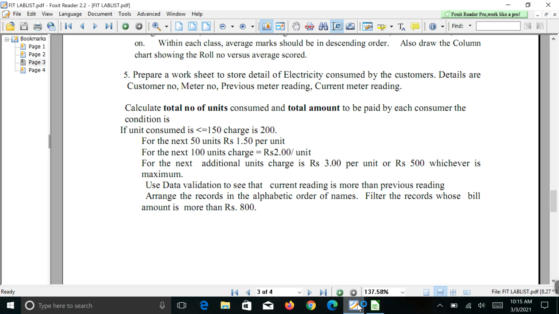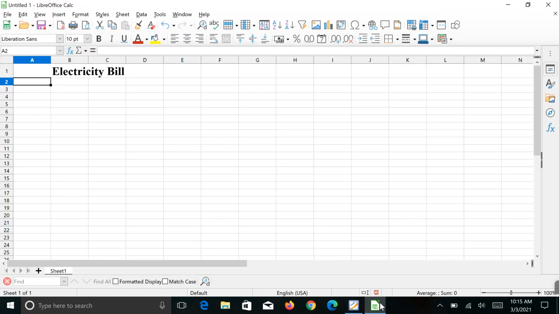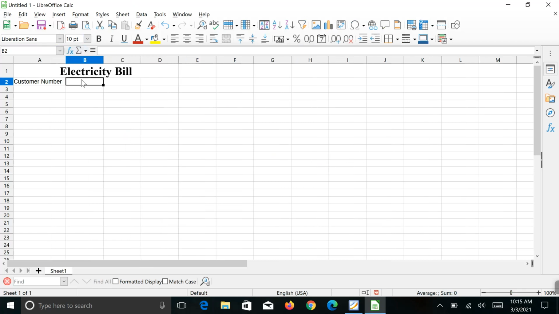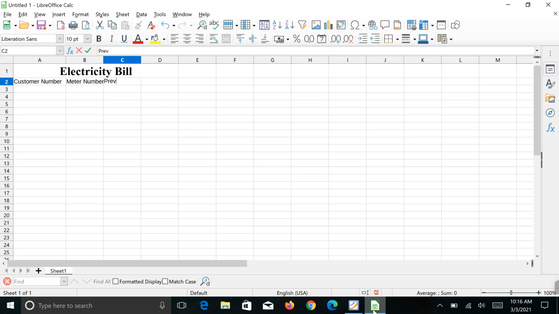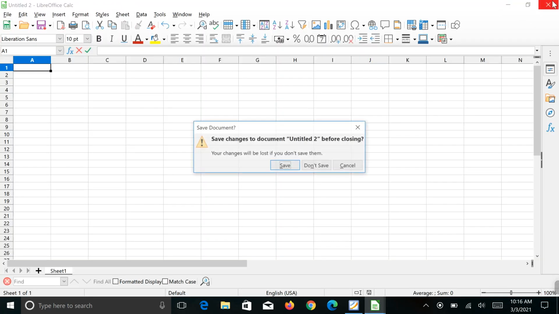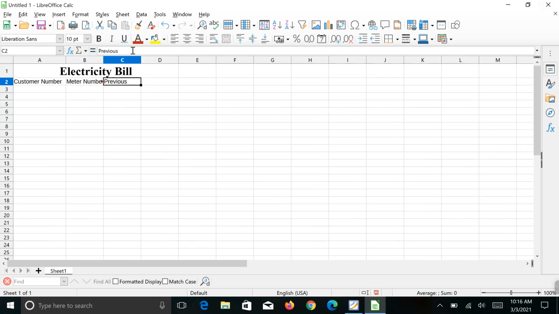Now what are the inputs to be given? The customer number, meter number, previous meter reading and current meter reading.